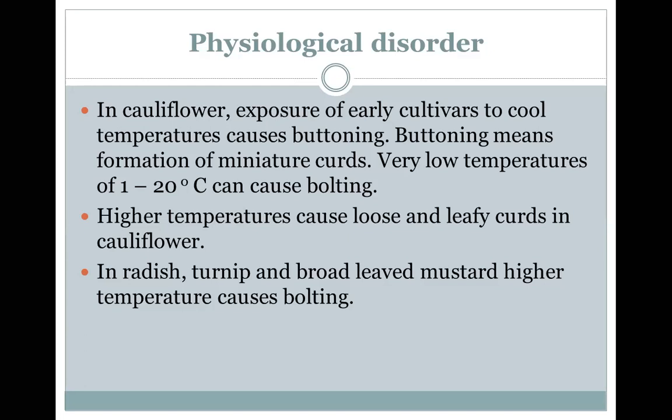And very low temperatures of 1 to 20 degrees Celsius can cause bolting, right? So bolting may also occur at very low temperatures. Then at high temperatures, the curds may loosen, right? So good quality curds are very compact in nature, but if the temperatures are higher, then these curds may loosen, right? So in radish, turnip and broad-leaved mustard, higher temperature causes bolting. Bolting means production or setting of seeds before the flowering, right? So very early setting of seeds. So in radish, turnip, and broadleaf mustards, the higher temperature may cause bolting. So this is the effect of temperature, that some of the physiological disorders may occur because of the temperature only.